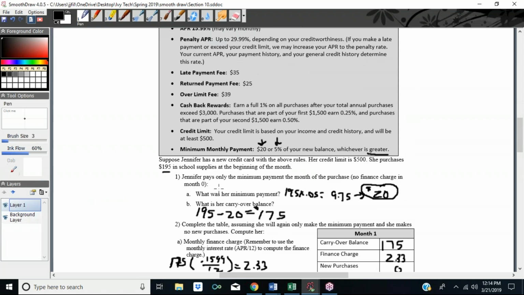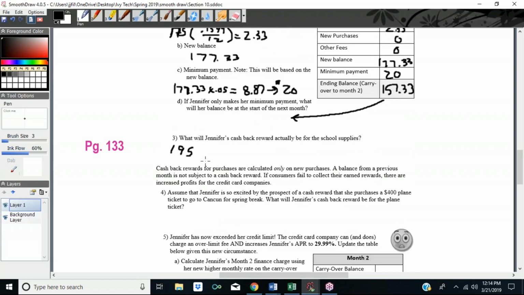It looks like purchases that are part of your first $1,500, which is what that is, earn 0.25%. Now 0.25%, remember we have to move the decimal to the left to get that out of the percent form. So it becomes 0.0025 when we multiply it. And that is 49 cents. So think about this. She had a finance charge of $2.33, all to get that cashback reward of 49 cents. So she's still in the negative.